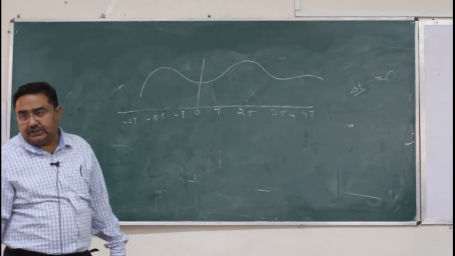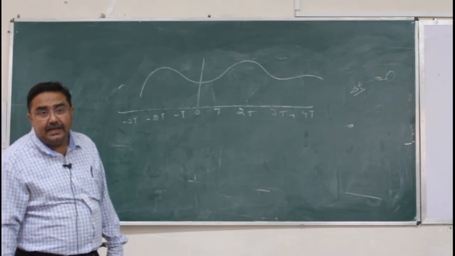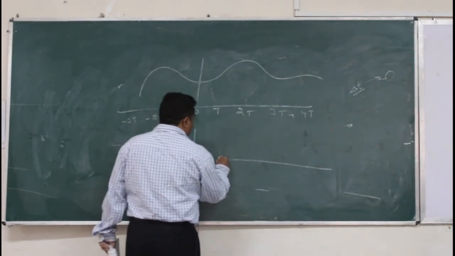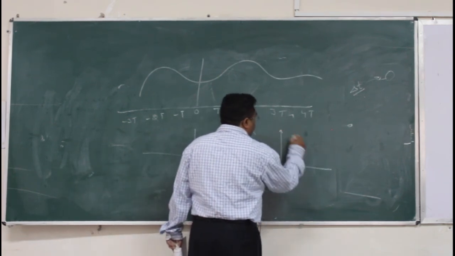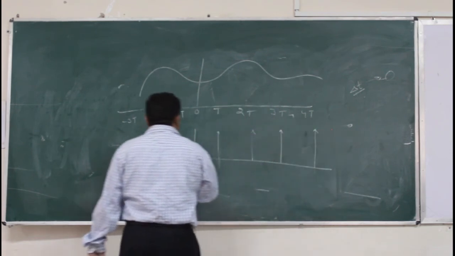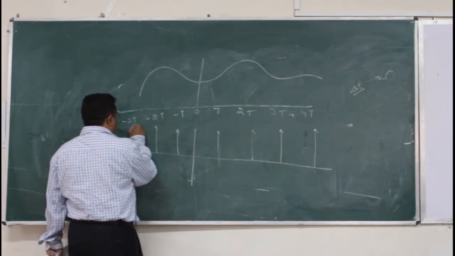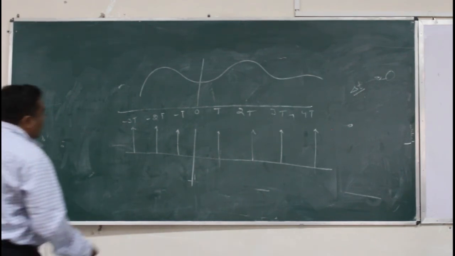Now I am going for the sampling process, and that is also in an ideal way. Ideal way means I have to apply an impulse train. So I am showing here the impulse train. Clear? What I have done? A continuous signal and then an impulse train for sampling the process has been applied. So what will be the net output?